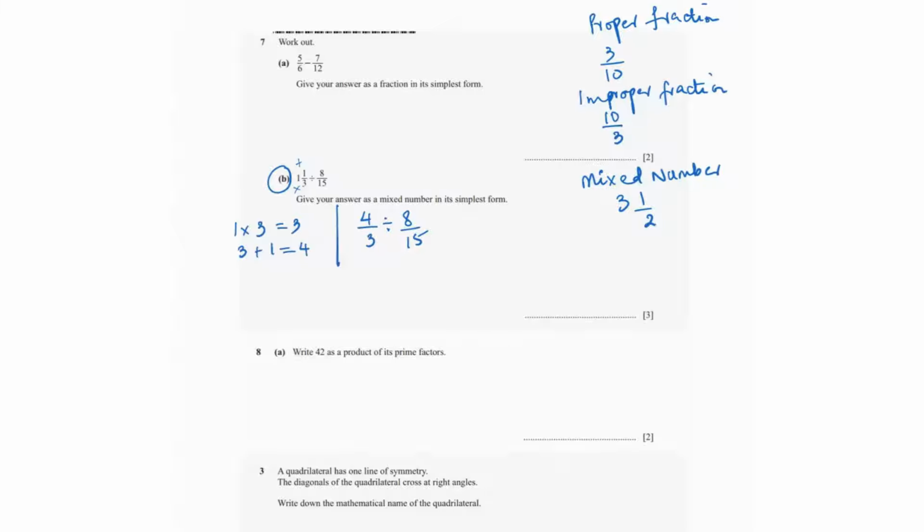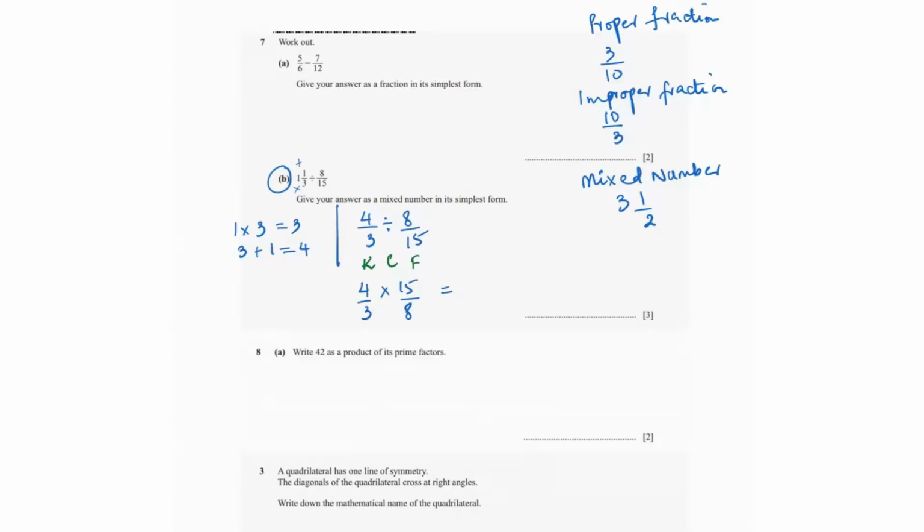Once we've converted this into an improper fraction, now comes the division part. When you're dividing fractions, whether it's fraction by fraction, whole number by fraction, or fraction by whole number, you always keep the first fraction as it is, change the division into times, and flip the second fraction. KCF. Keep the first fraction, change division to times, and then flip the second fraction. So 4 over 3 times 15 over 8.